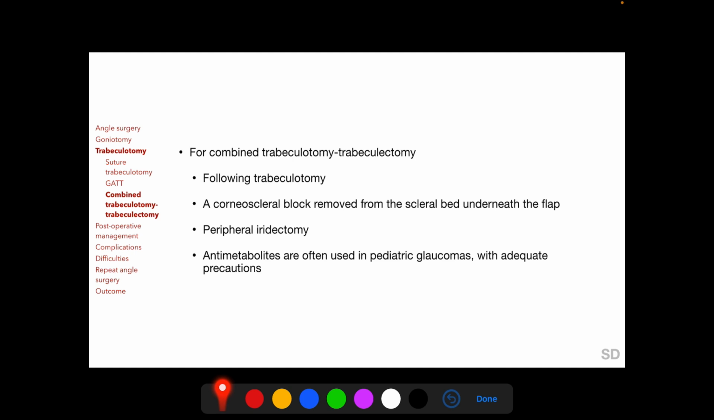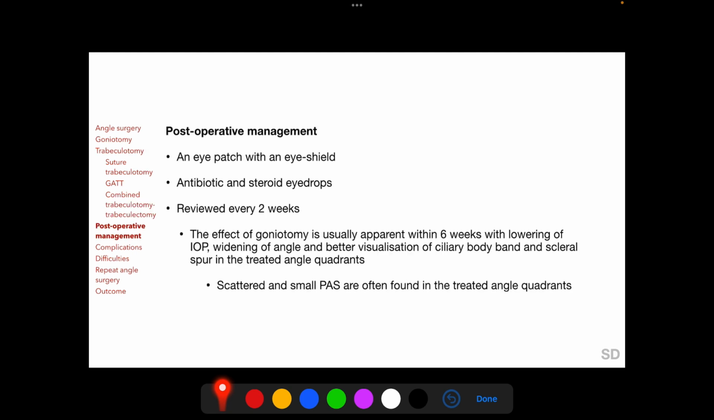including the region of the sclerolimbal incision which we have discussed with trabeculotomy, and a peripheral iridectomy is also done. Antimetabolites are often used in pediatric glaucomas, but adequate precautions are required, which we have discussed in the session on trabeculectomy. Following angle surgery, an eye patch with an eye shield is recommended.